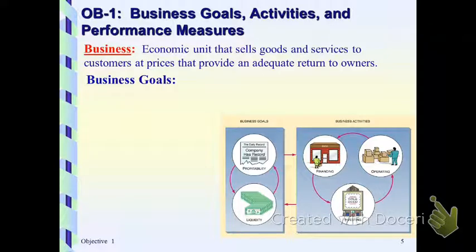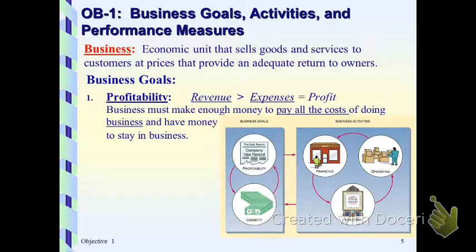The goals of a business are twofold. The first goal is called profitability. Simply put, profitability is just revenue greater than expenses that result in a profit. Businesses must make enough money to pay all the costs of doing business and have money left over to stay in business, to support business growth, and to pay a return to the investors or the business owners.